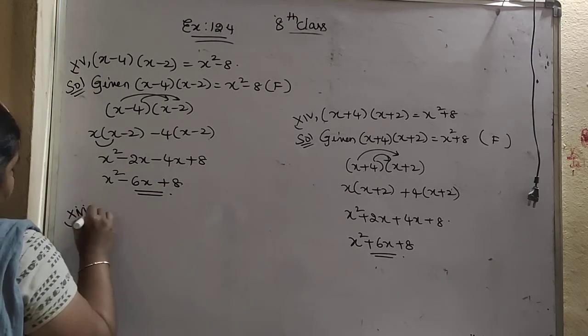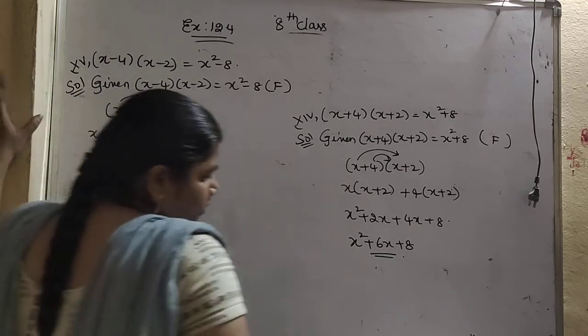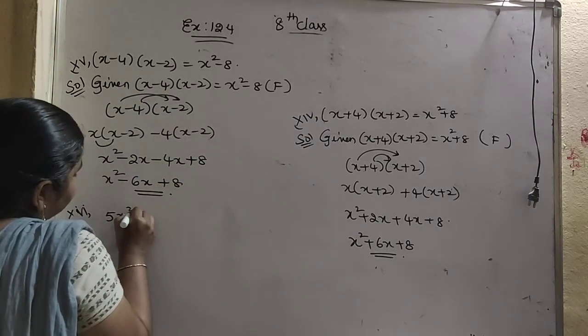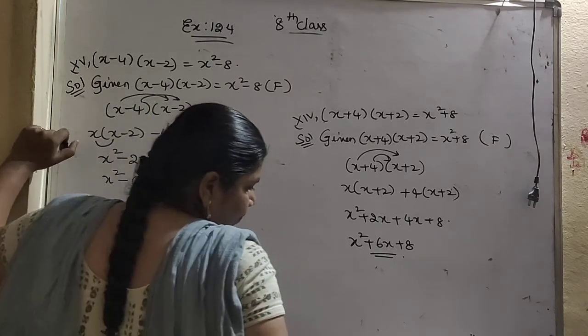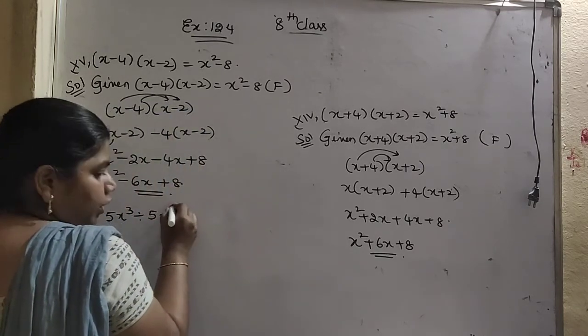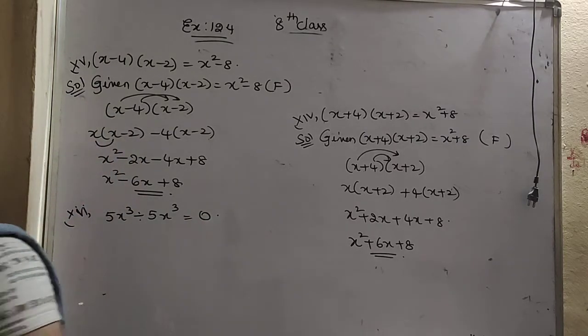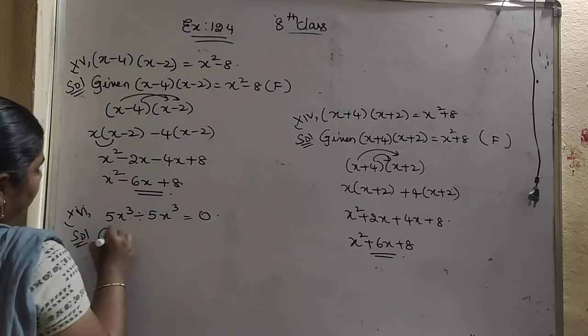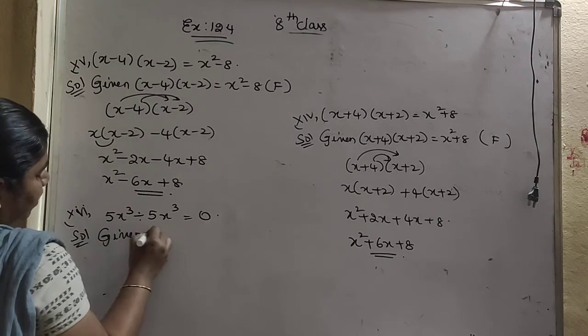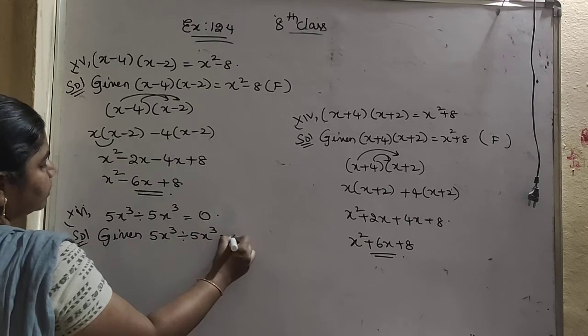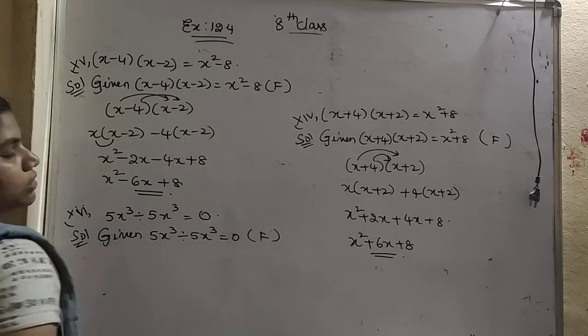Next is 16th one. So what is the 16th one? 5x³ divided by 5x³ is equal to how much, it seems? It will be equal to 0, it seems. So it is having an error. So given 5x³ divided by 5x³ is equal to 0, it is a false statement.